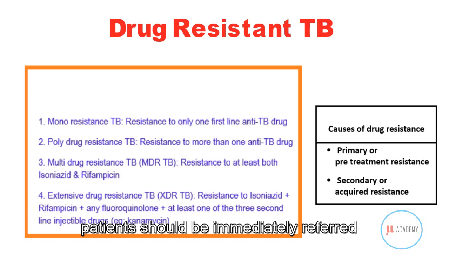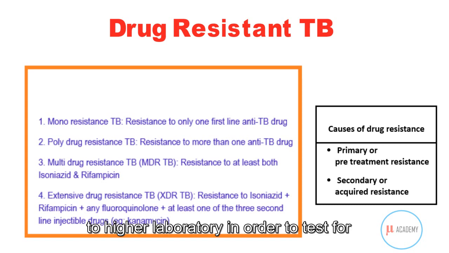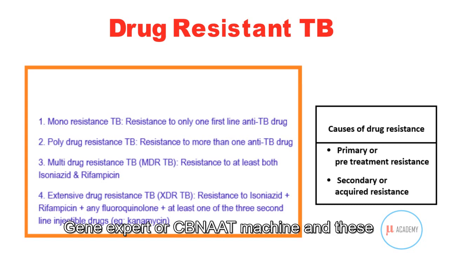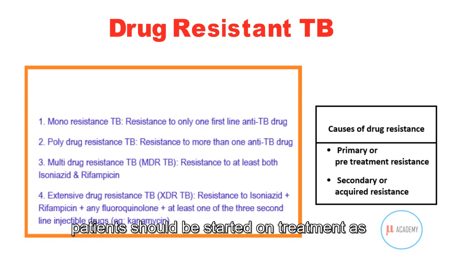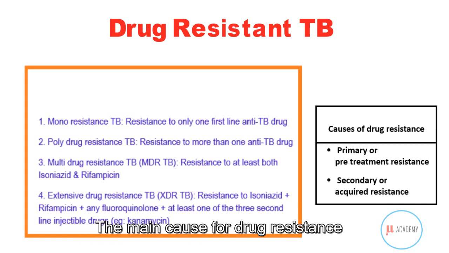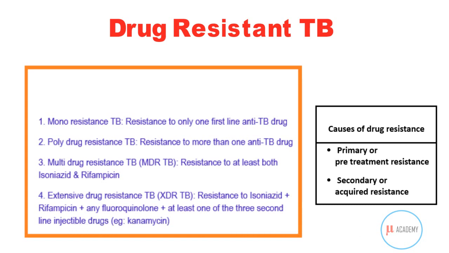So these patients should be immediately referred to a higher laboratory in order to test for drug resistance by different tests like culture and drug sensitivity test, GeneXpert or CB-NAAT machine, and these patients should be started on treatment as soon as possible so that they don't spread this drug resistance to others also. The main cause for drug resistance is inadequate treatment of tuberculosis patients.